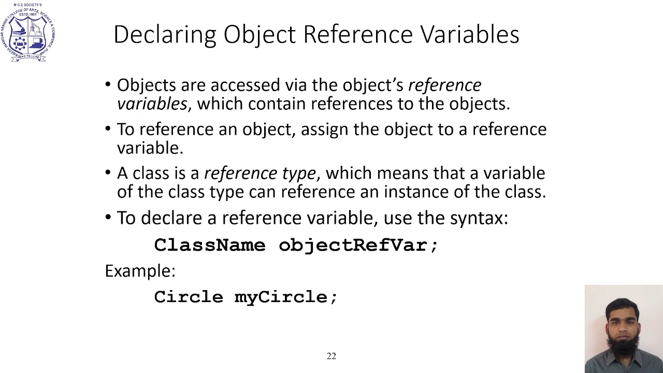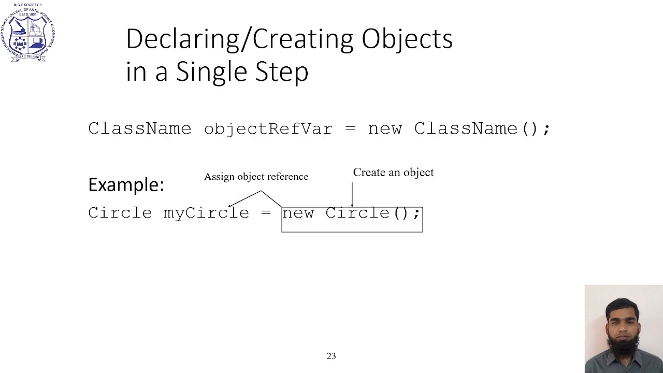Declaring object reference variables. Objects are accessed via the object's reference variables, which contain references to the objects. To reference an object, assign the object to the reference variable. A class is a reference type, which means that a variable of the class type can reference an instance of the class. To declare a reference variable, use the syntax class name and the object name.